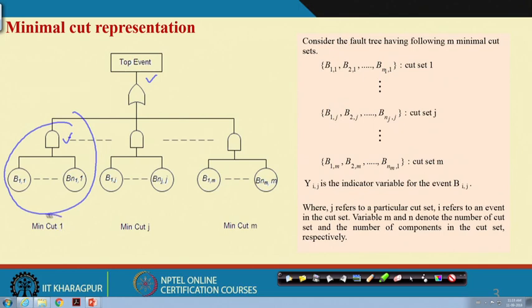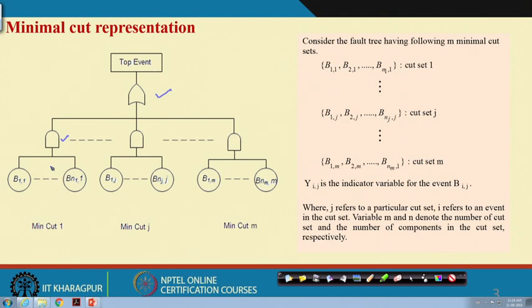So, this is cut set 1. Similarly, the second one is cut set 2, then cut set 3. When you have the minimal cut sets for a particular top event, you can represent that in this form of fault tree. Why is it an OR gate? Because any one of the cut sets occurring leads to the top event occurring. Why an AND gate? All the events in the cut set must occur for the top event to occur. This explanation you have already seen.